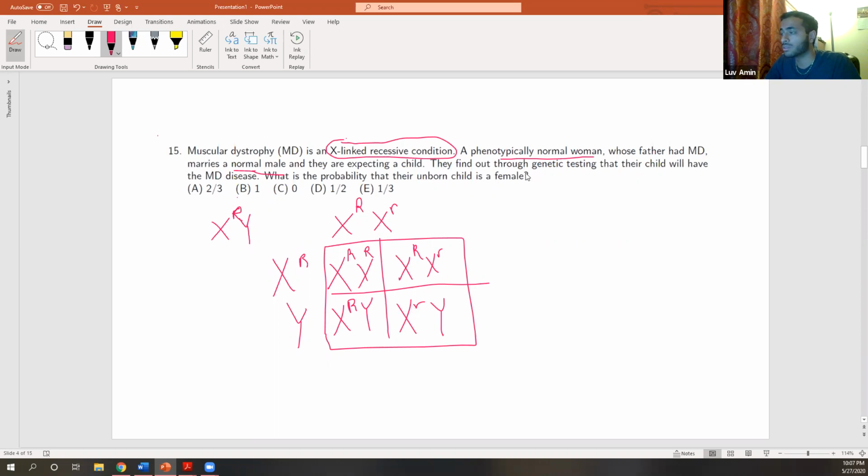So the question is, they find out through genetic testing that their child will have the disease. Okay, so automatically you can rule out anything that does not have the disease in this case, right? We know that this combination will not give you the disease, this combination will not give you the disease, and this combination will not give you the disease. So the only way to get the disease is this combination, right? Being a male that has the recessive X condition. What is the probability that their unborn child is a female? Well, the only way to have it in this case is if you're a male, so there's no way you can be a female, right? So our probability is going to be 0%.